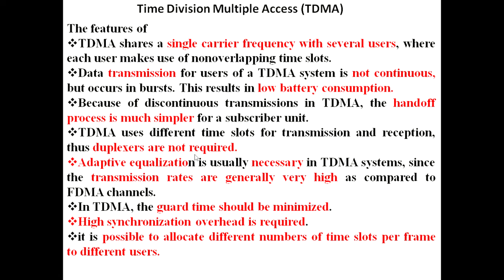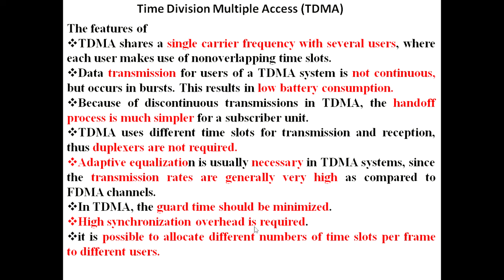And in TDMA there is no need to use a duplexer. Since in FDMA the forward and reverse channels are used simultaneously and in parallel, there is a need for a duplexer in FDMA, whereas in TDMA there is no need for a duplexer. And adaptive equalization is necessary in TDMA because the transmission rate in TDMA is high when compared to the FDMA channel, guard time should be minimized, and high synchronization overhead is required.